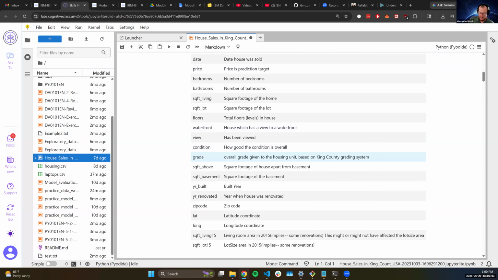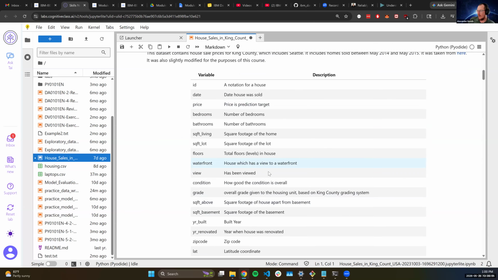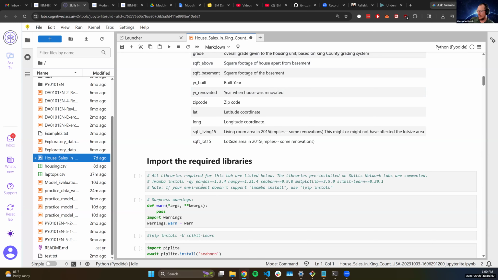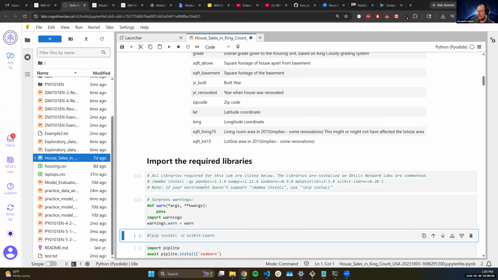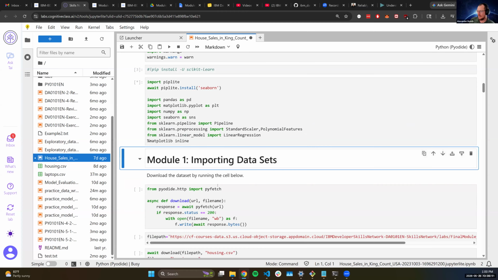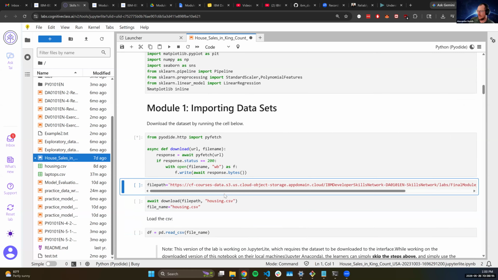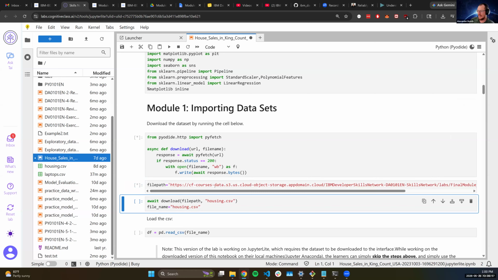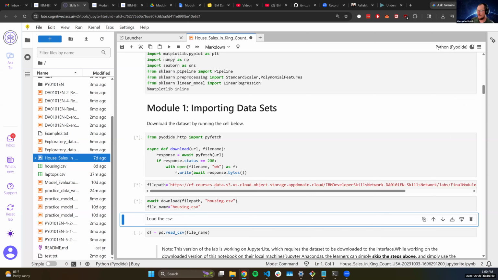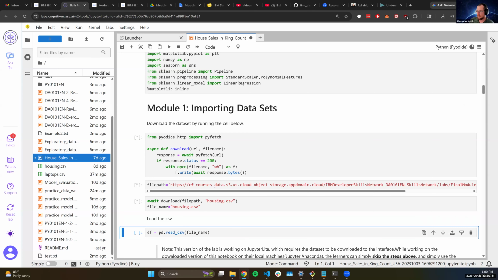We have a data dictionary breakdown of all of these different columns here. Let's go ahead and do our installs and get our data. Again, we're just going to fetch this housing data set and read it into our data frame.